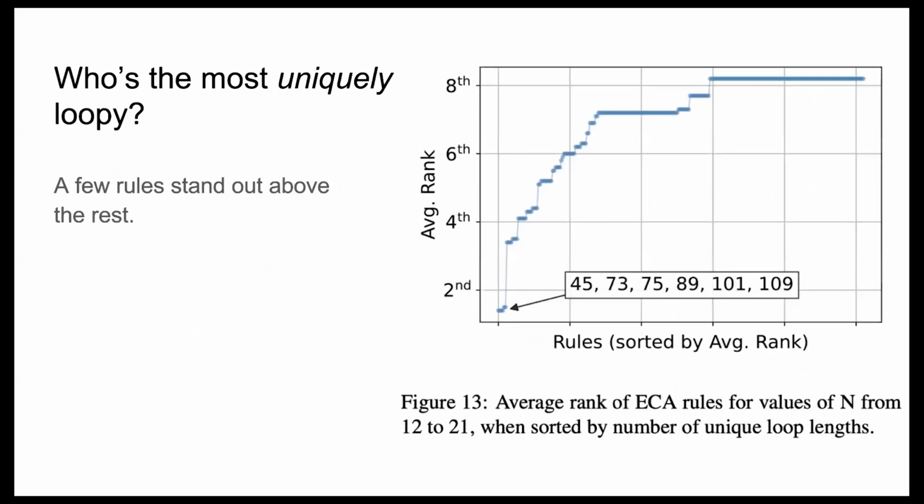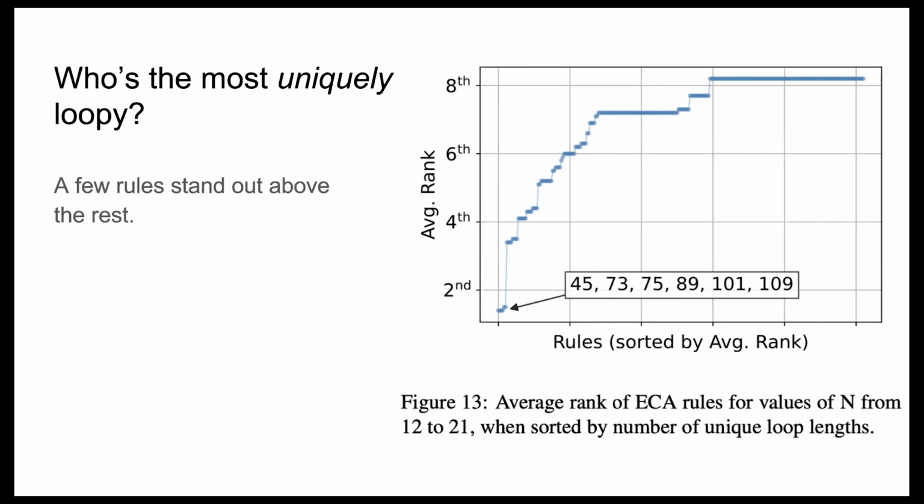Since we have been talking about loops, we can ask ourselves who are the most uniquely loopy rules, because having a lot of loops per se is not necessarily a good thing. The rule that does nothing is just a collection of self loops, and it's not particularly interesting. It would have a lot of loops, but very boring ones. So we wondered which ones have the largest number of unique loop lengths. And we noticed that there are certain rules that have a clear head start over the others.